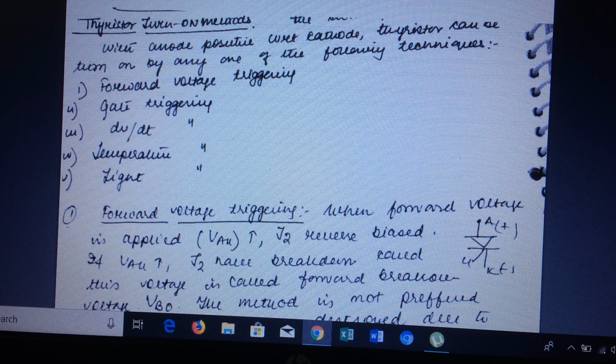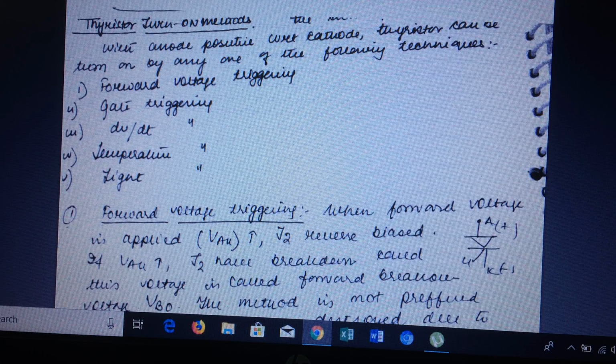That is, when the thyristor is getting turned on. This turning on can be initiated by various triggering methods like forward voltage, gate triggering, dV/dt, temperature and light, right? For that, the condition is anode positive with respect to cathode. Thyristor can be turned on by any one of the following techniques.